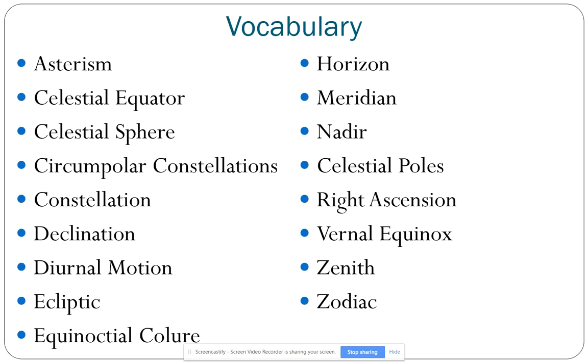Okay, so a constellation is not a picture. It is an area in the sky. And every star belongs to one and only one constellation. And if you take all 88 constellations, you completely cover the area of the sky. So you have 4 pi steradians, if you will.